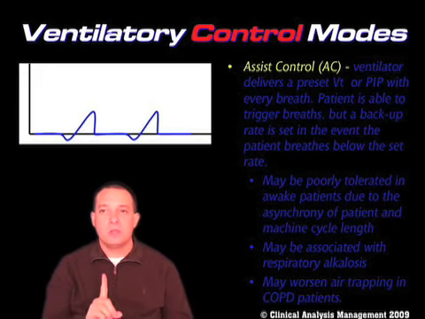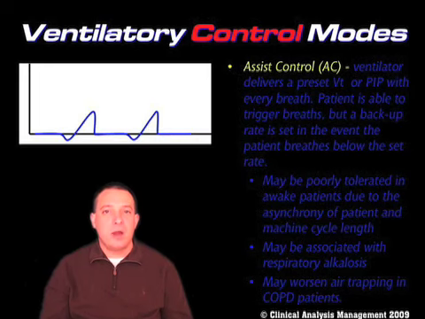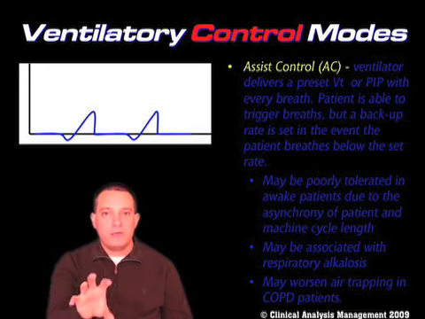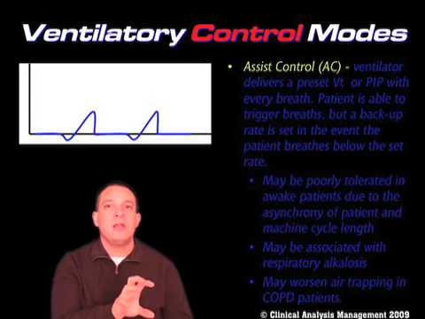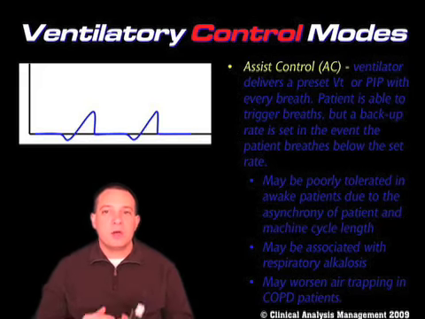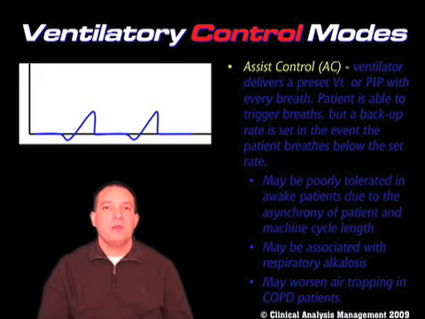But here's the catch with assist control. Every single time the patient takes a breath, they are going to get a full-on ventilator breath. So whatever tidal volume you've set if you're volume ventilating, or whatever PIP you've set if you're pressure ventilating, every time they take a breath, they're going to get the full-on tidal volume breath. So they have the ability to control their rate, but they don't have the ability to control their volume.